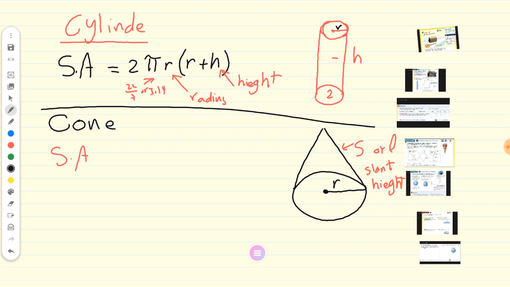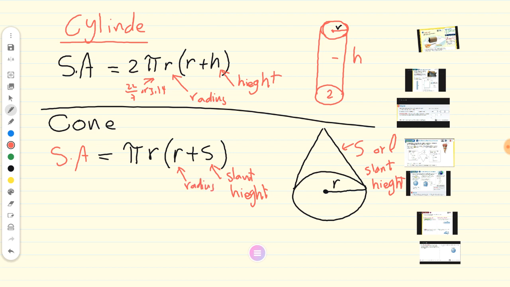So how to find the surface area? Surface area equals pi r, open bracket, r plus s or l. s is the slant height, which is this side, and r represents the radius, and pi equals, as we said before, 22/7 or 3.14.